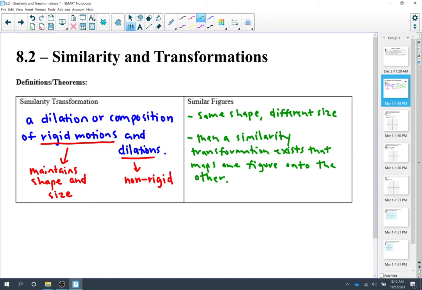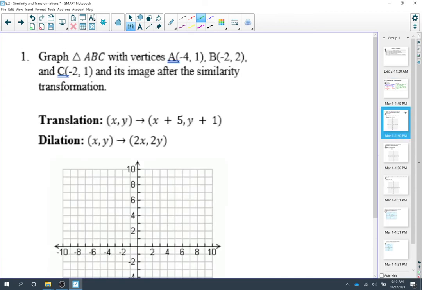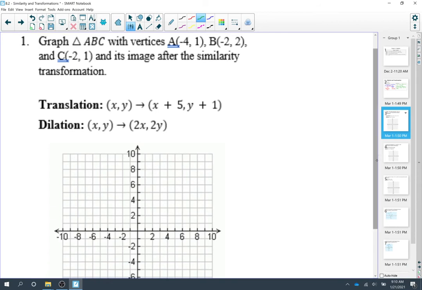Example 1. Graph triangle ABC with the vertices A (-4, 1), B (-2, 2), and C (-2, 1), and its image after the similarity transformation that's given below. So let's start out first of all with just graphing the points we're given. A is (-4, 1). B is (-2, 2). And C is (-2, 1). And I'm still going to start with that one being a dotted line. And then I'm going to keep track over here.